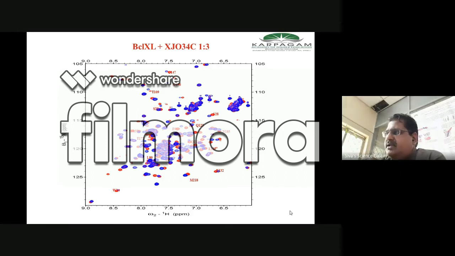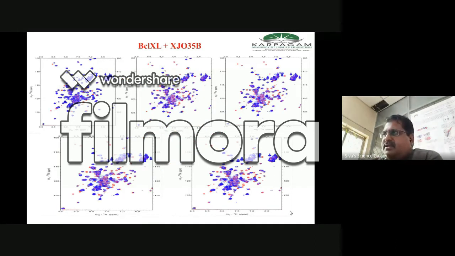Now let's see what happens with 35. Here I'm showing the same kind of experiment, protein with the ligand at different ratios: the first is 1:1, then 1:3, 1:5, 1:7, and 1:10. But unlike the previous slide, you see one remarkable difference. Look at the blue spots: they get clumped. It means the protein undergoes drastic structural changes. That is a denaturation process, not a binding process. If it is binding, you will get distinct peaks in the NMR. When you have clumped peaks, the protein is denatured. So it shows that the ligand is not interacting with the protein.